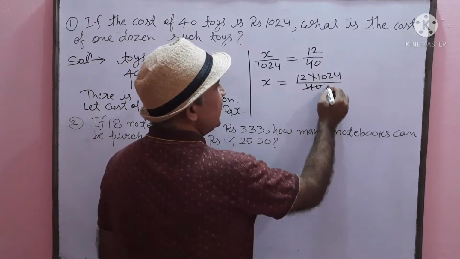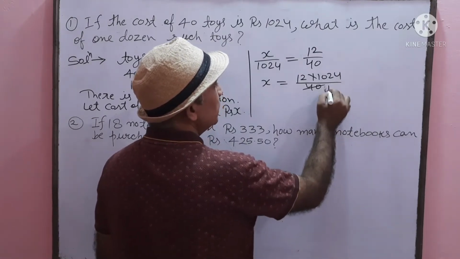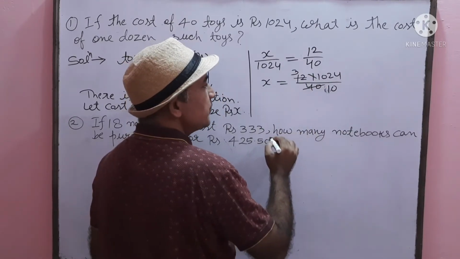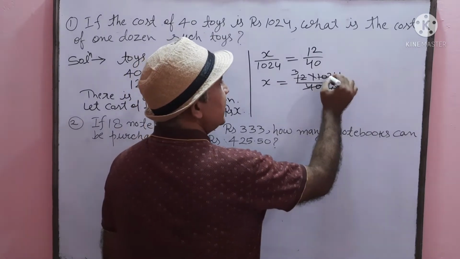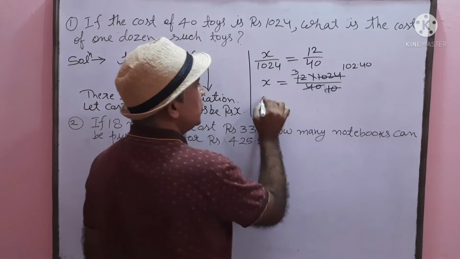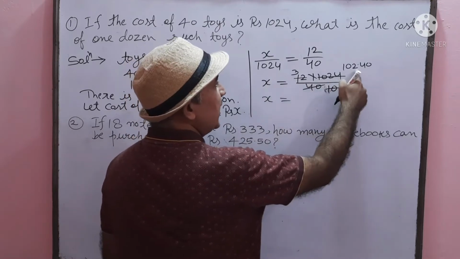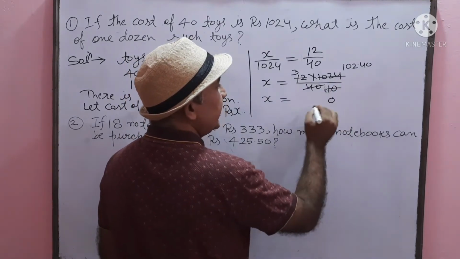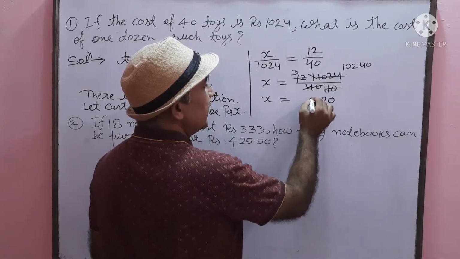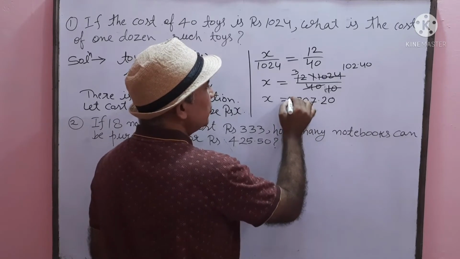40 is divided by 4, you will get 10. 4 is dividing 12, 3 times. 10 is dividing 1024, we get 102.4. That means X is equal to 3 into 102.40. 3 into 0, 0. 3 into 4, 12, 1 carry on. 3 2s are 6, 1 is 7. 3 0s are 0. 3 1s are 3.